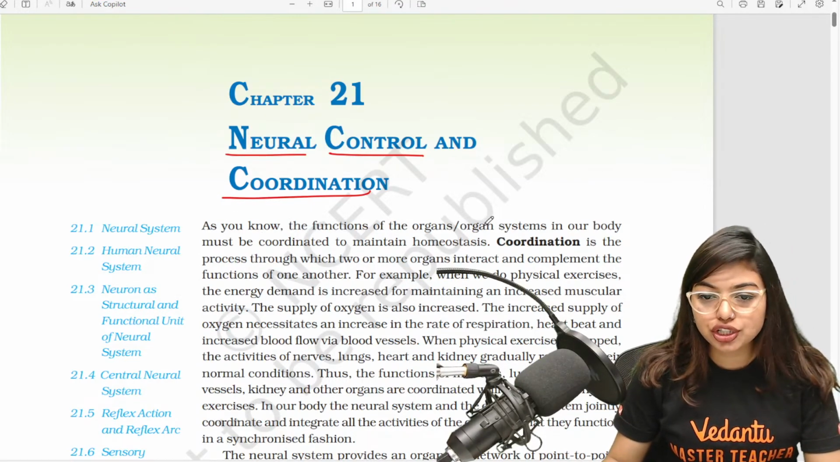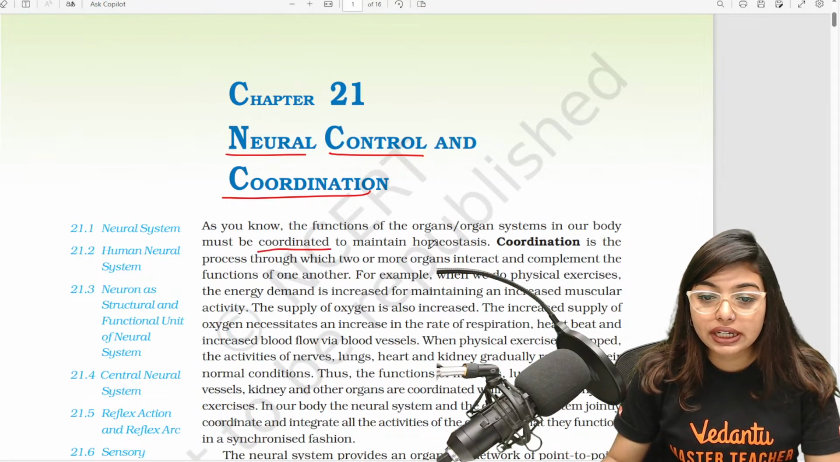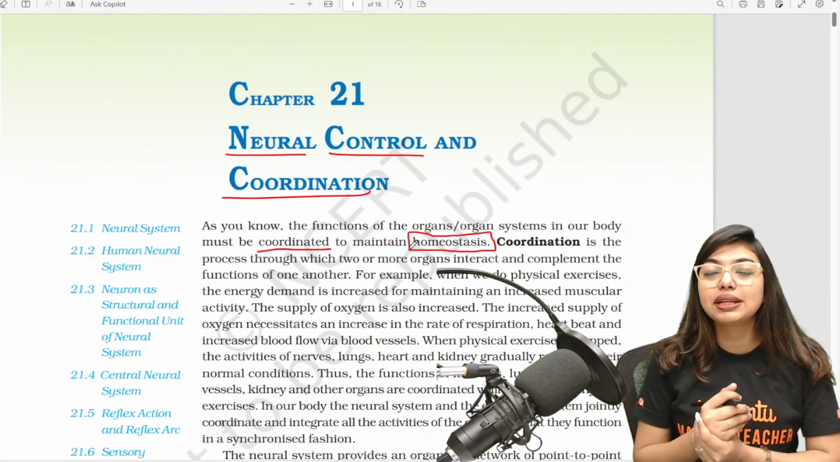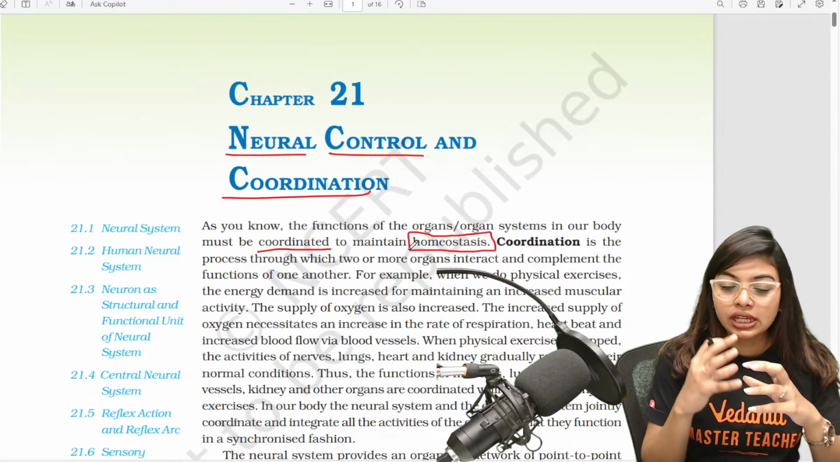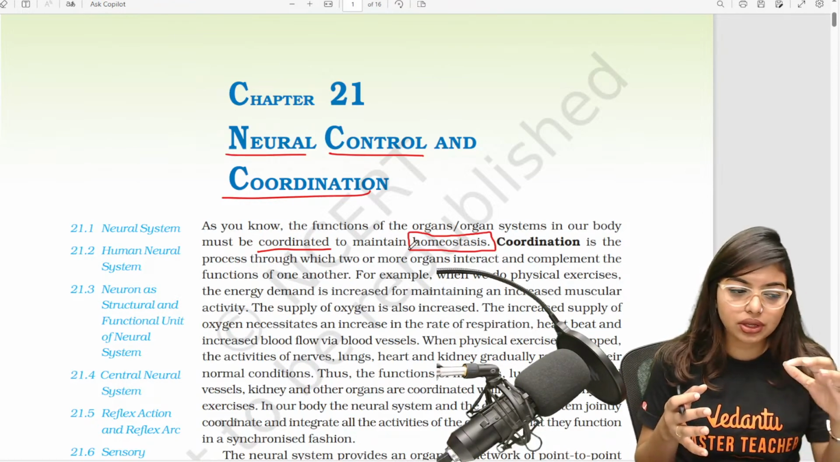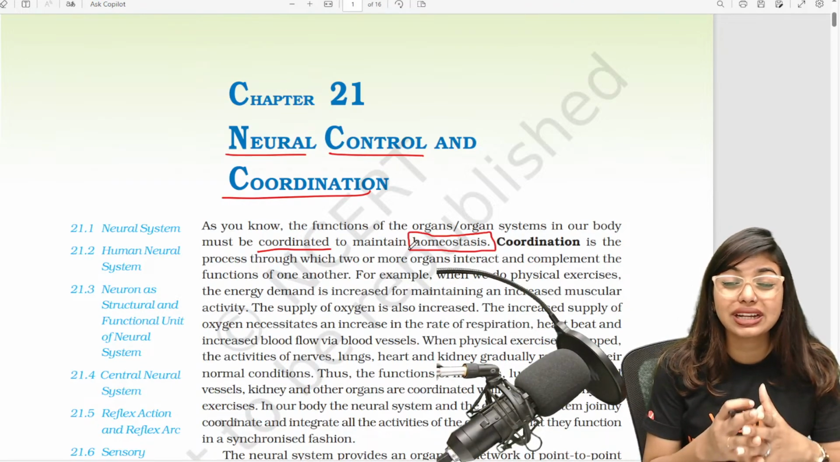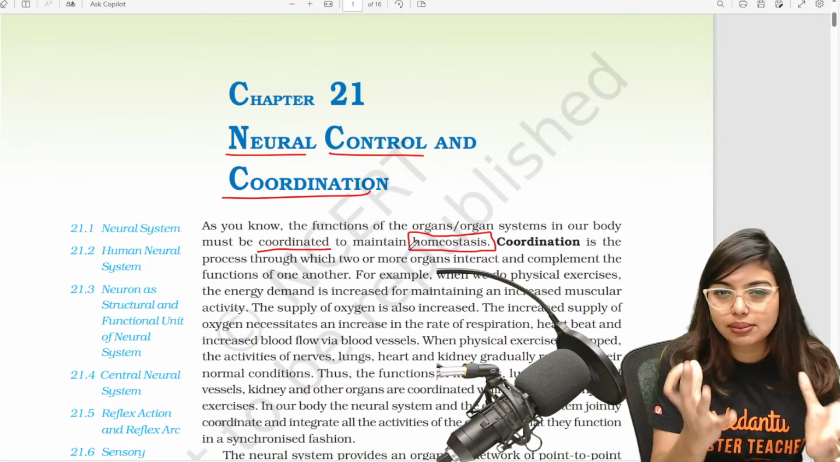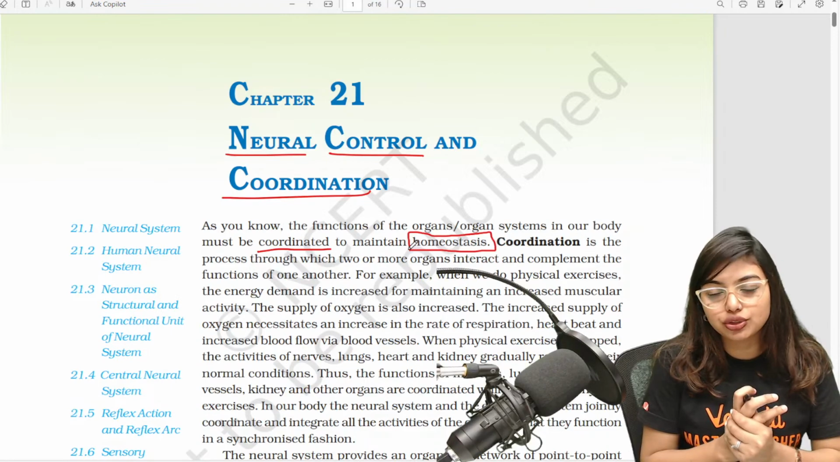As you know, the functions of organ and organ system in our body must be coordinated to maintain homeostasis. What is homeostasis? That means the balance in the body, okay? All the functions in the body and everything that happens in the body goes through a balancing. So if we have to balance the body temperature, if we have to make sure that everything is coordinated, we need some system who is going to do all the coordination. So that is going to be your neural control and coordination.